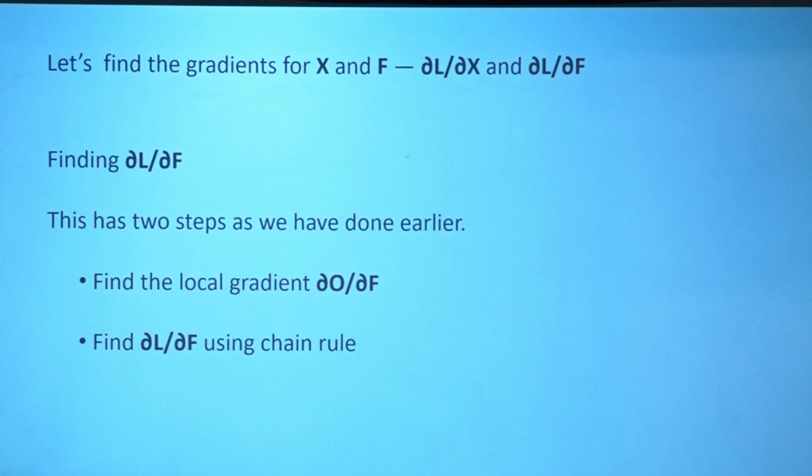It consists of two parts. Deriving this is a two-step process. What is the first step? Calculating the local gradients. What is the local value? O. From O you got the L, right? So what is the local gradient for F? ∂O/∂F. So calculate the local gradient first, ∂O/∂F, and already you have the gradient from the previous layer, ∂L/∂O. With this chain rule you can now get ∂L/∂F. Clear?